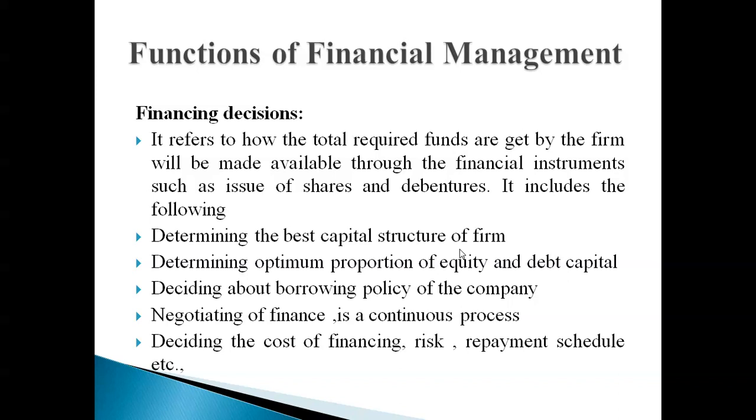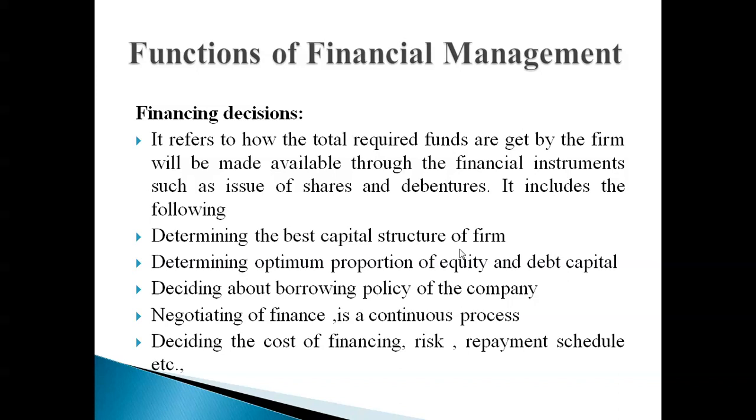It includes the best capital structure of the firm. What is capital structure? Capital structure is the proportion of debt and the proportion of equity in the mix. Let us say 50% debt capital and 50% equity capital can be employed in the firm. See, there are no hard and fast rules. It depends on the nature of business, the nature of product, the nature of market, and the operations of your firm. This debt-equity mix will vary. Determining the optimum proportion of debt and equity capital: optimum proportion refers to which proportion gives maximum profit, which proportion gives low cost of capital.